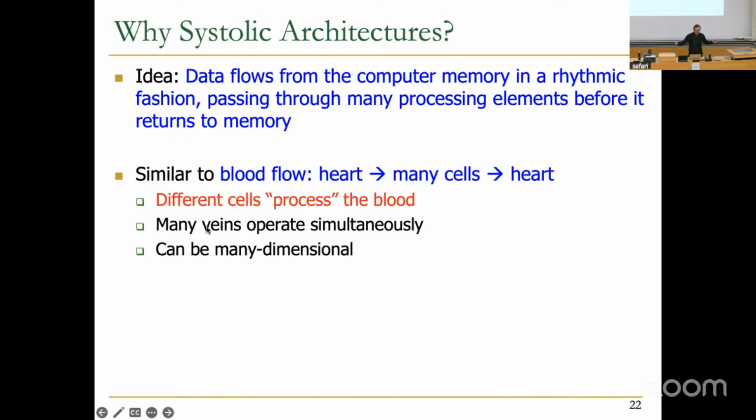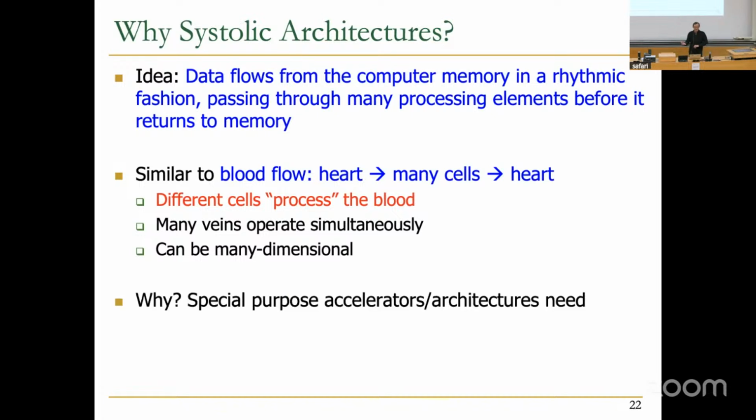Many veins operate simultaneously, similar to a body, right? And this can be many dimensional, just like veins can be many dimensional. So there's no reason this should be linear. This could be two-dimensional. As we will see, in fact, for matrix multiplication, you want two-dimensional arrays. But you could actually chain these arrays, as we will see also. So it's actually a fascinating paradigm.